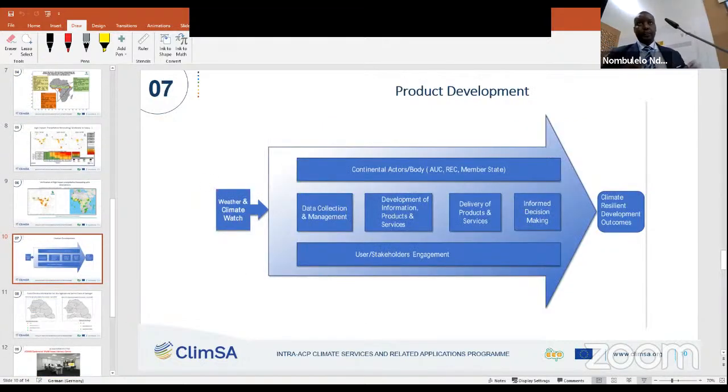To develop all those products, we have our value chain. We start with weather and climate watch, do data collection, develop information, then deliver products and services in order to build resilience in communities. Our continental partners are the African Union, the RECs, the Red Cross, the IFRC, and the OCHA regional offices, with whom we interact. We also communicate on a daily basis with National Met Services and other regional climate centers of Africa, which include IGAD, SADC, and Central Africa.